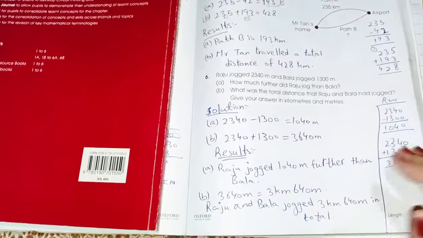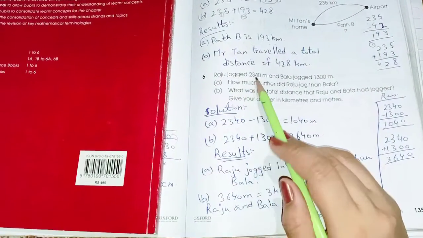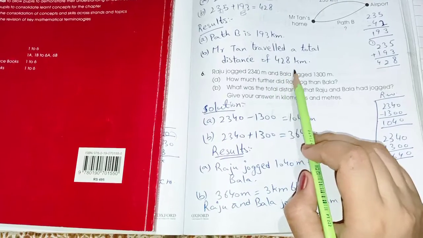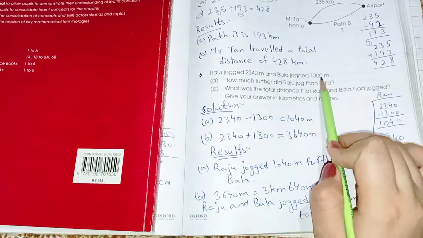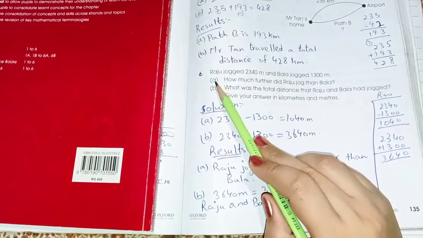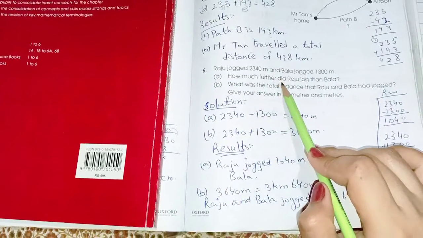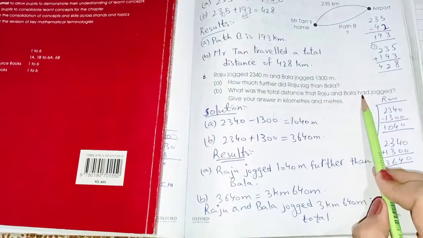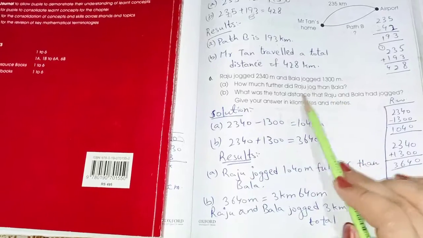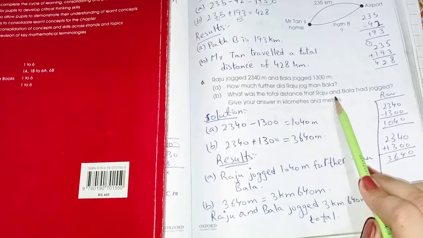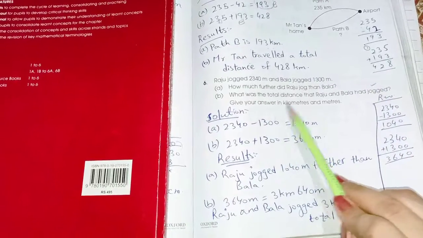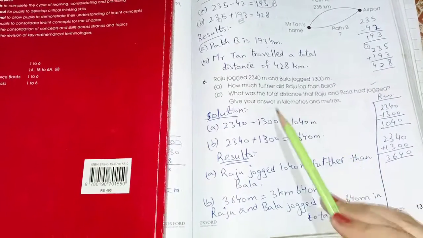Number 6. Raju jogged 2340 meter and Bala jogged 1300 meter. Again we have to find A and B. How much further did Raju jog than Bala? It means we have to subtract. And what was the total distance that Raju and Bala had jogged? It means we have to add the numbers. Give your answer in kilometer and meter. So after finding the answer, we have to convert the answer into kilometer and meter.